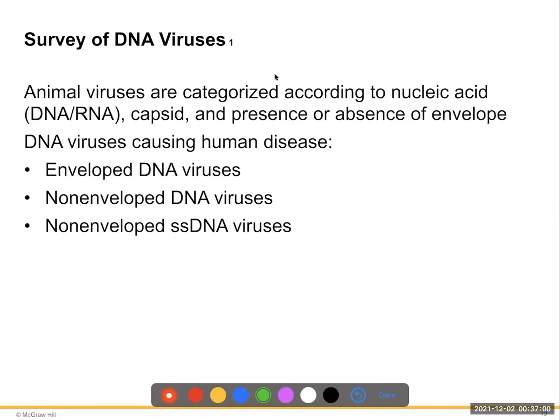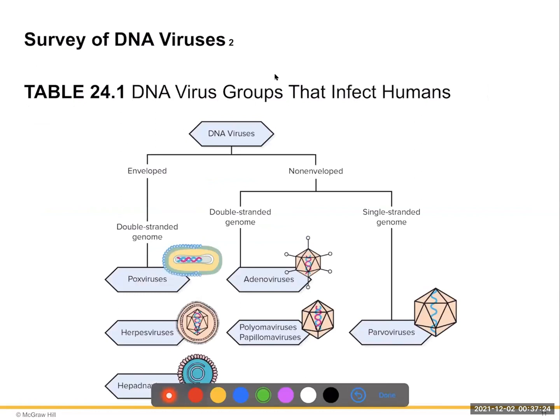Okay. For our DNA viruses, animal viruses are categorized according to nucleic acid, DNA or RNA, whether there's a capsid around it protecting it, and the presence or absence of an envelope surrounding it. DNA viruses causing human disease are enveloped DNA viruses, non-enveloped DNA viruses, and non-enveloped single-stranded DNA viruses. DNA virus groups that infect humans.